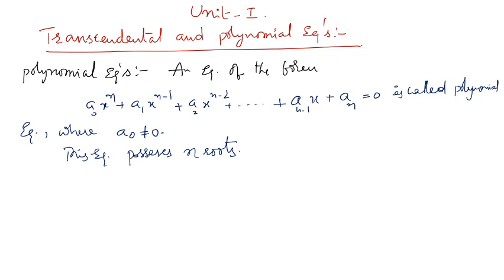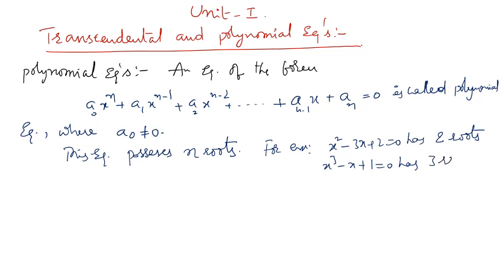For example, a quadratic equation x square minus 3x plus 2 equal to 0 has two roots. Some x cube minus x plus 1 equal to 0 has three roots. Cubic equation, three roots. And what is the meaning of the word root?